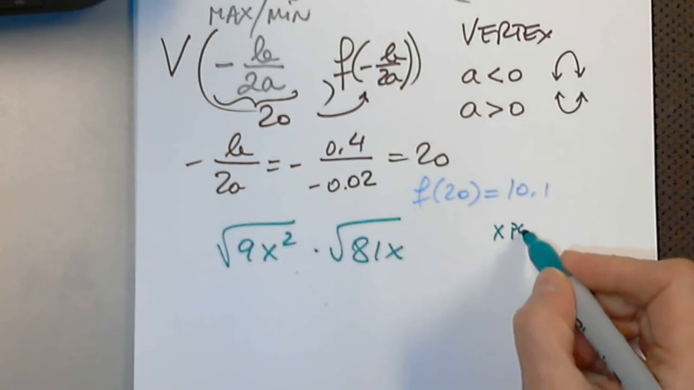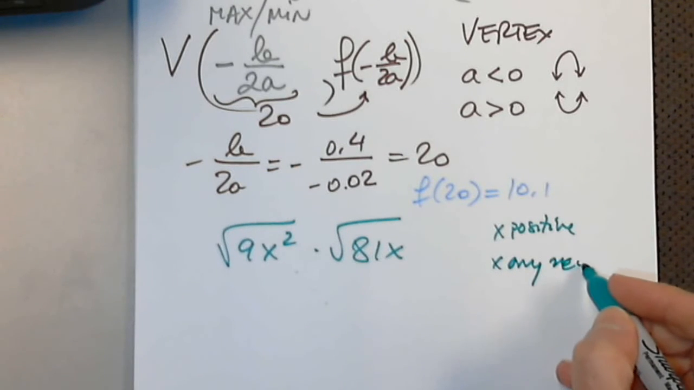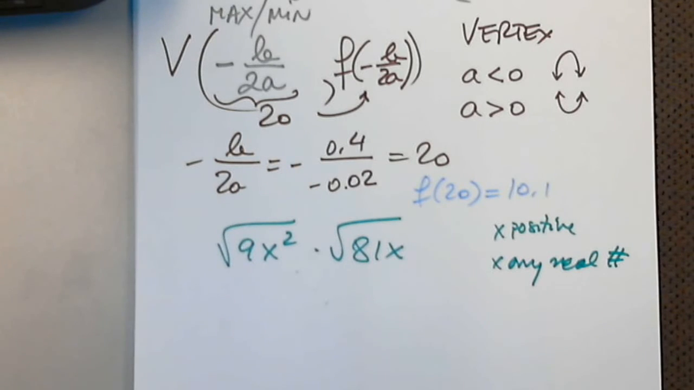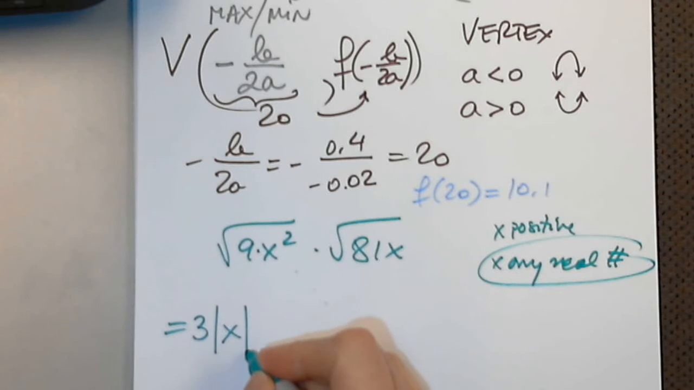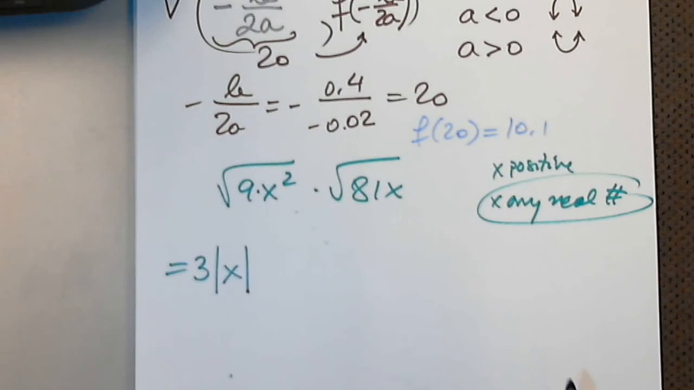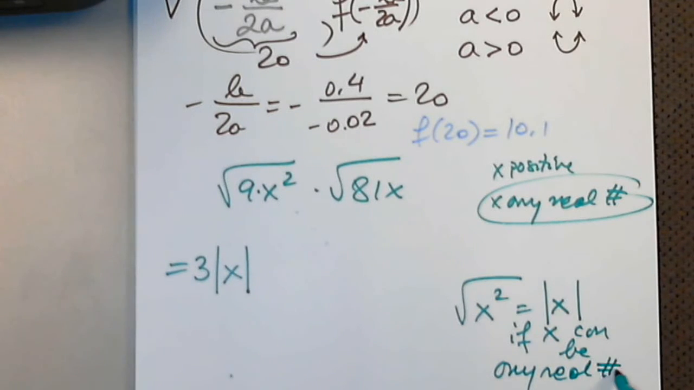Because if x is positive, I will have to treat this in one way. If x is any real number, then I have to treat it in a different way. So the problem is not telling us anything? No. So in that case, I have to assume that it can be any real number. So this is a product. I'm allowed to break a radical if it's a product underneath. The square root of 9 is 3, and the square root of x squared is the absolute value of x, if x can be any real number.